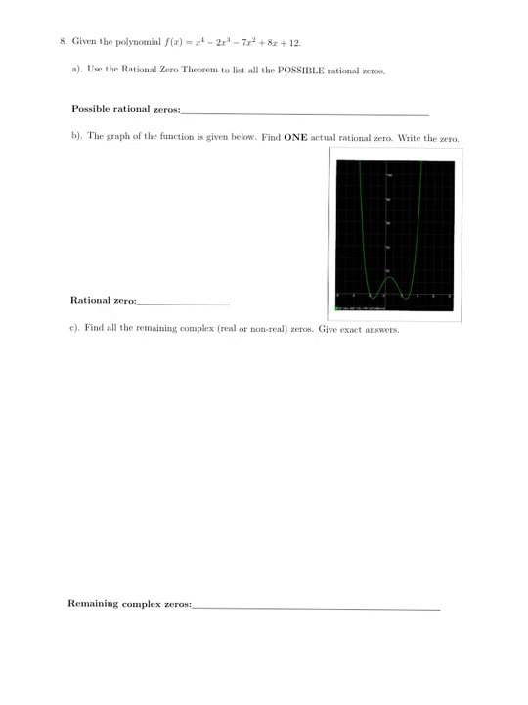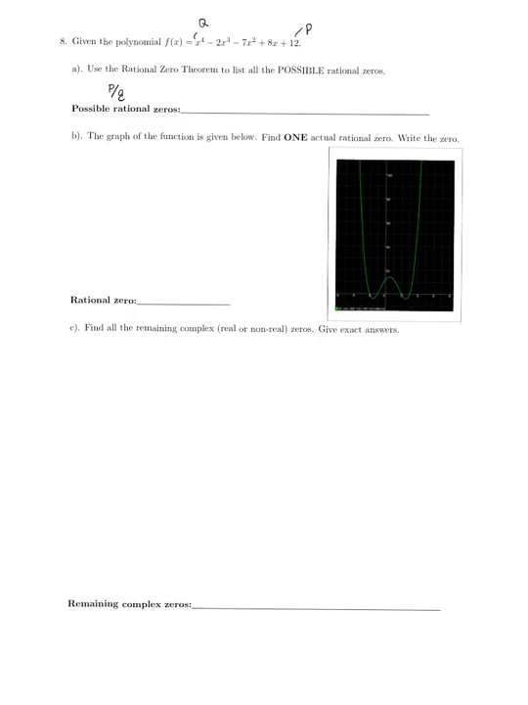Okay, so the next one is number 8. Given that polynomial, use the rational zero theorem to list all the possible rational zeros. So basically you need to list out all the p over q's. Let me just write it out. P over q's. All right, so p is all the values that divide the constant term, and q is what's going to divide the leading coefficient. Luckily our q is plus or minus 1.